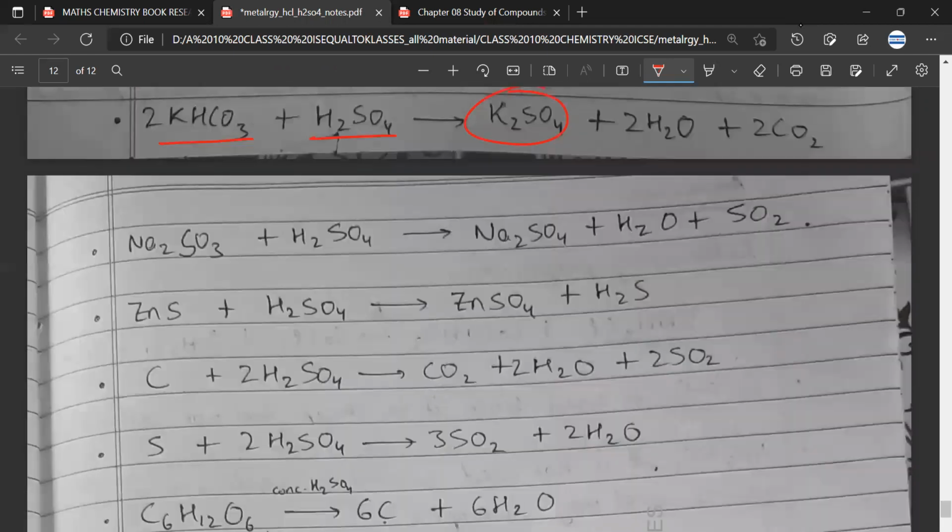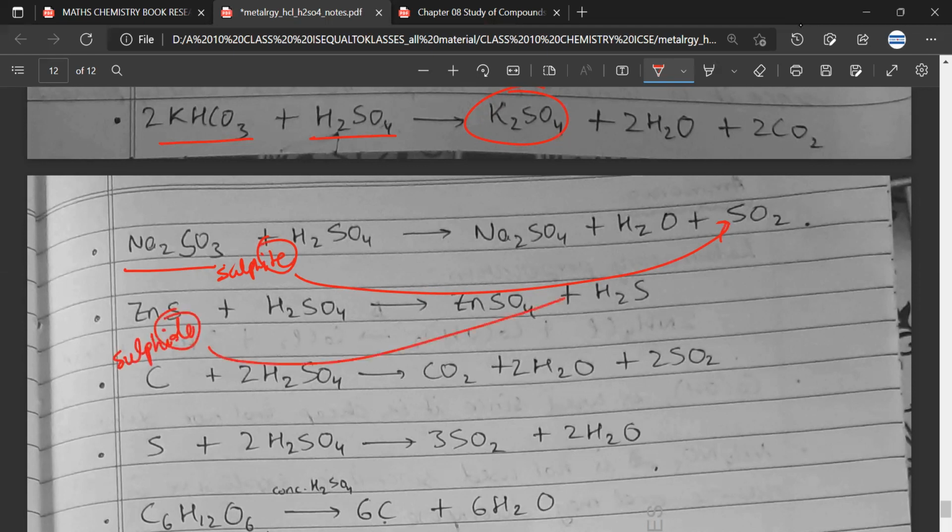And then we have Na2SO3 plus H2SO4. Now, this is a metallic sulphite, not with the d, it's a t. So, if it is a t, you have sulphite. So, t will result in the production of SO2 and d, sulphide will result in the production of H2S as given in the below reaction. So, ZnS is zinc sulphide, and it results in the production of H2S or hydrogen sulphide.